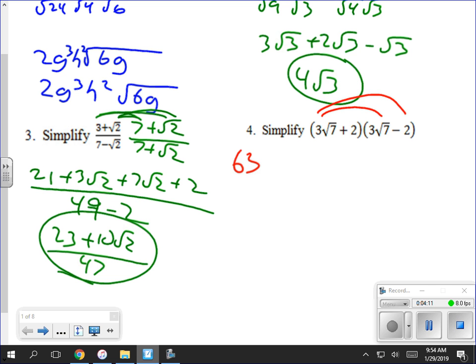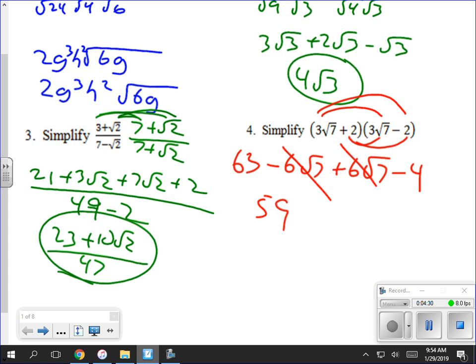3 root 7 times minus 2 is minus 6 root 7. 2 times 3 root 7 is positive 6 root 7. 2 times 2 is minus 4. 63 minus 4 is 59, and these ones cancel each other out. So 59 is my answer. Because I have negative 6 root 7 and positive 6 root 7, they cancel each other out. Questions on that first set of problems?